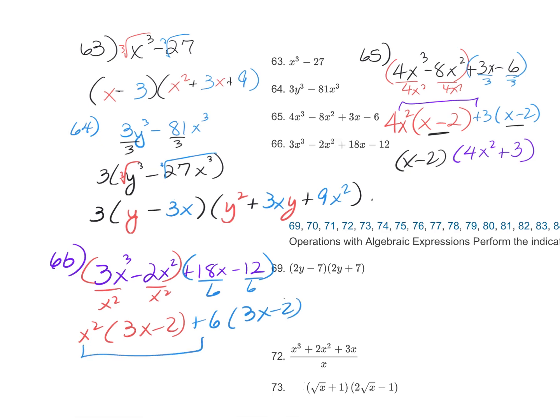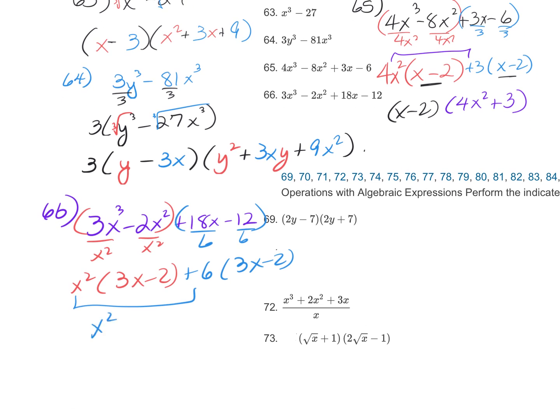Again, take the two things that you divided by, those GCFs, put them together, as well as what is in common now. So then it becomes 3x minus 2. And that's the answer to number 66.